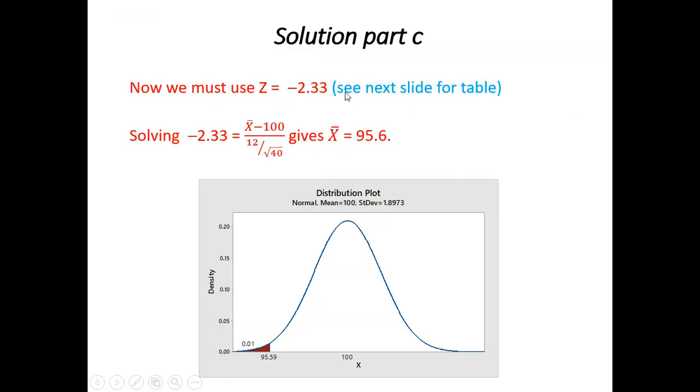If we work that out, same equation as before, we get x bar is 95.6, and this would be a sketch. And again, this will be what we'll call the critical region.